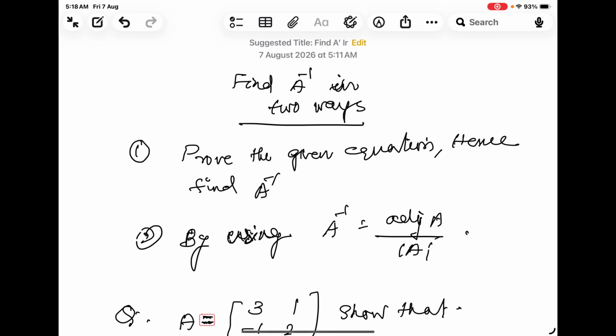I am giving two questions. Find A inverse in two ways. That is inverse of a matrix. Prove the given equation, hence find A inverse. And the second one is by using A inverse equal to adjoint A by determinant A.